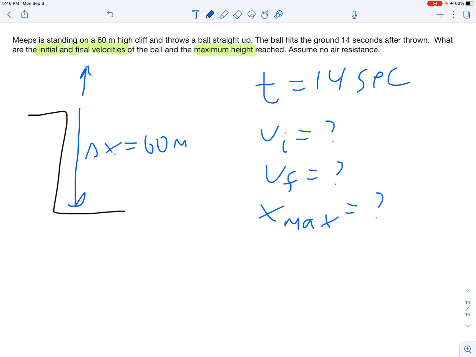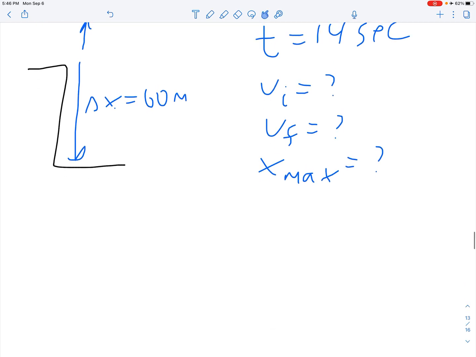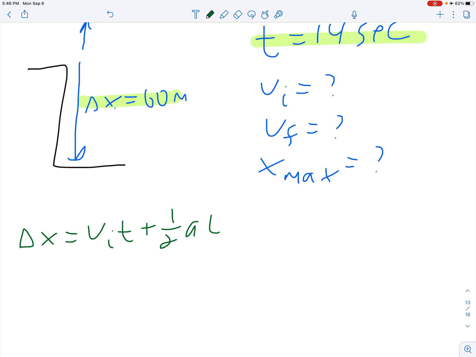Okay, we did one like this in class before, but let's give it a shot. So let's think. What do I have? I have a delta x and a t. So I know I'm going to need an equation with a delta x and a t. So I'm going to use this one. Can I use this one? I have a delta x. I don't know my VI. I have a t. I have an a. So I can use this to find VI.